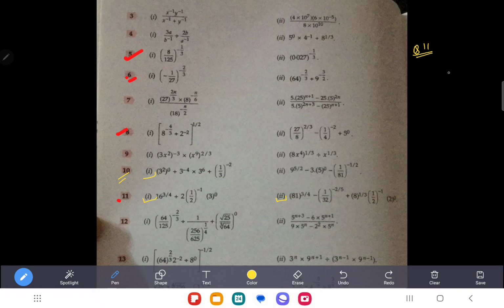So 11th question, how do you think I should try? Which one are you doing? 11th or 10th? The 10th one. Okay, let's do the 10th one.